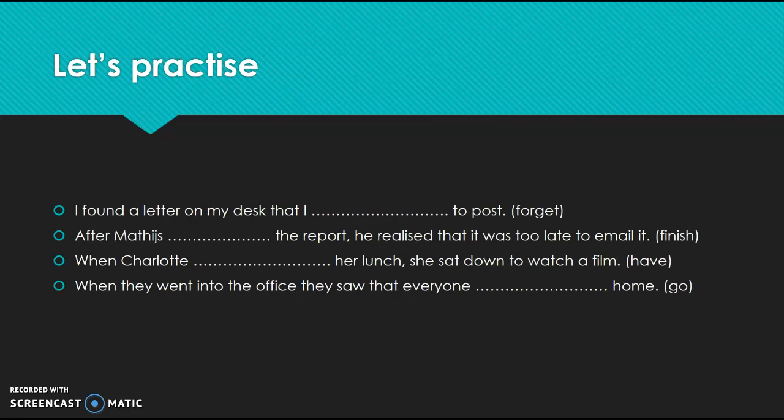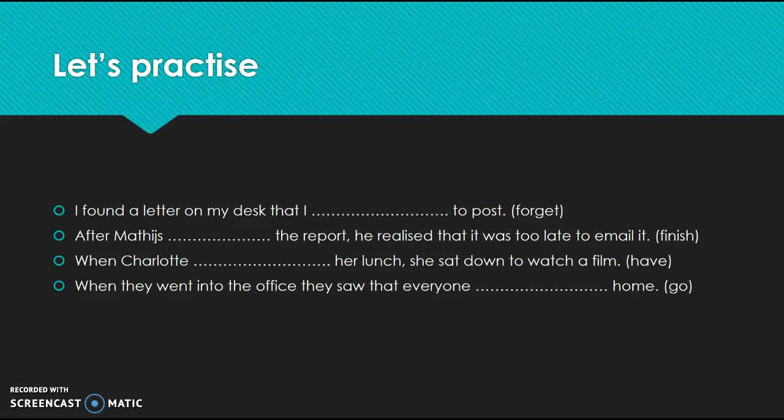Good, let's practice. I've got 4 sentences for you to practice. The first one. I found a letter on my desk that I ... to post. As you can see, we've already got a past simple in this sentence, which means that you need to make a past perfect simple out of forget. For your second sentence. After Matthijs ... the report, he realized that it was too late to email it. Again, we already have a past simple, which is realized. That's why you need to make finish into a past perfect simple.